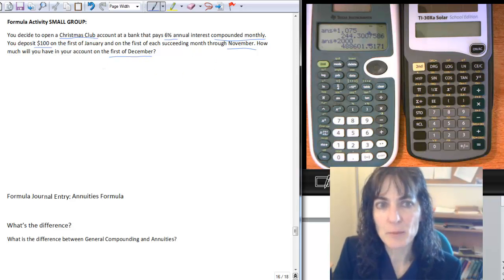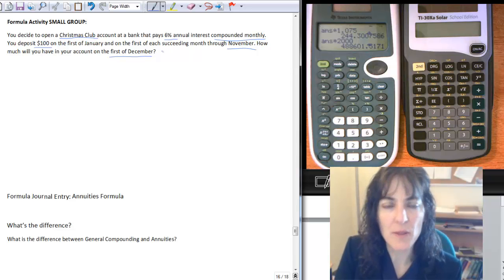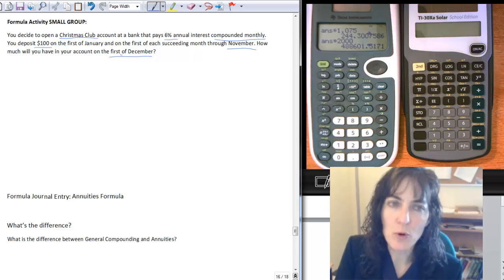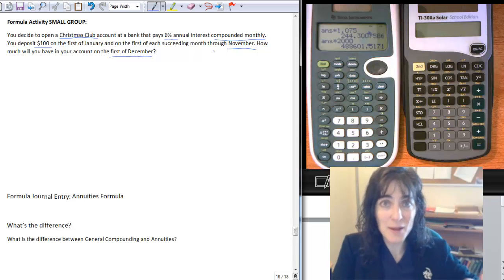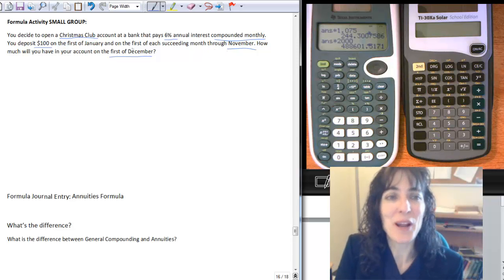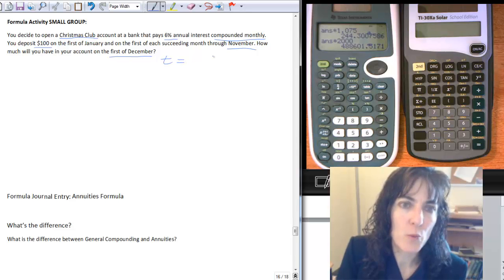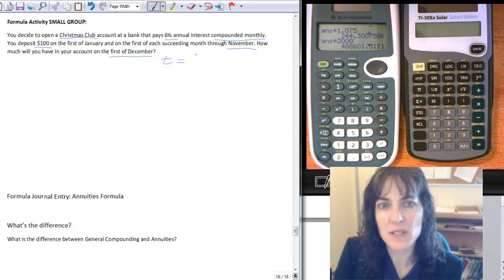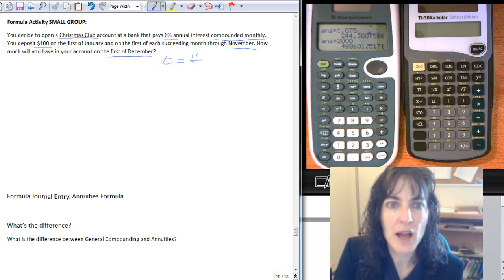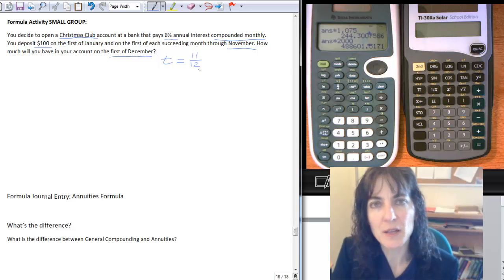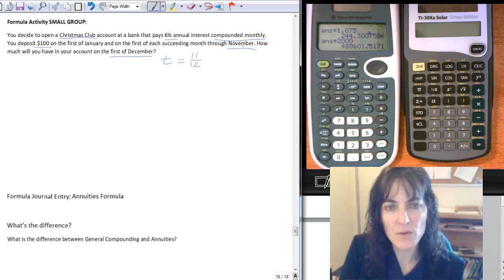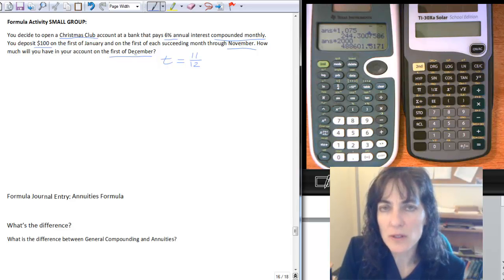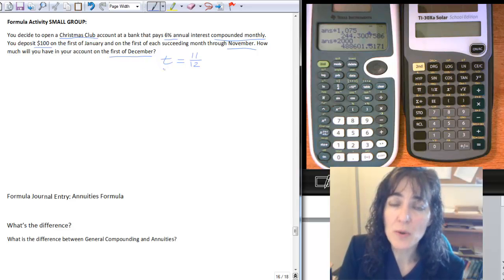So it looks like we're putting money in on the 1st of every month, and on the 1st of December we're not putting in any money because it says we're stopping on the 1st of November, because on the 1st of December we want to take all that money out and go spend it, right? So our time would be a year, but we're not depositing on the 1st of December, so we're going to have 11 out of the 12 months that we made a deposit into this account. And then my last deposit was on the 1st of November, and I'm not taking the money out until the 1st of December, so I do have a full month's interest on that last payment.